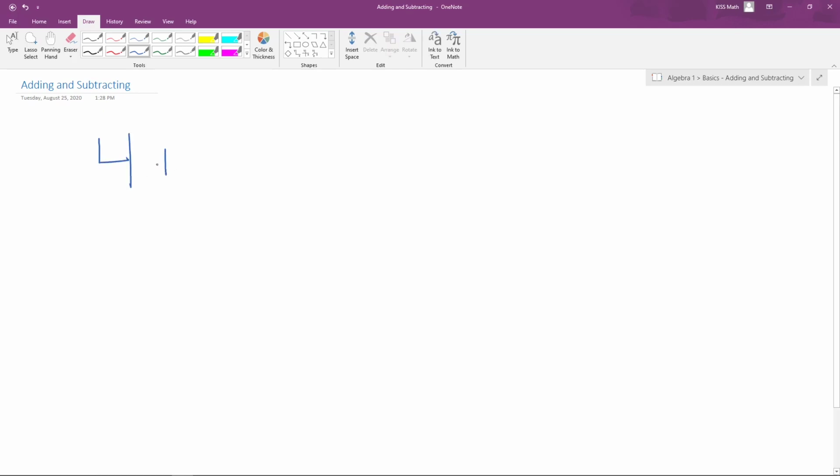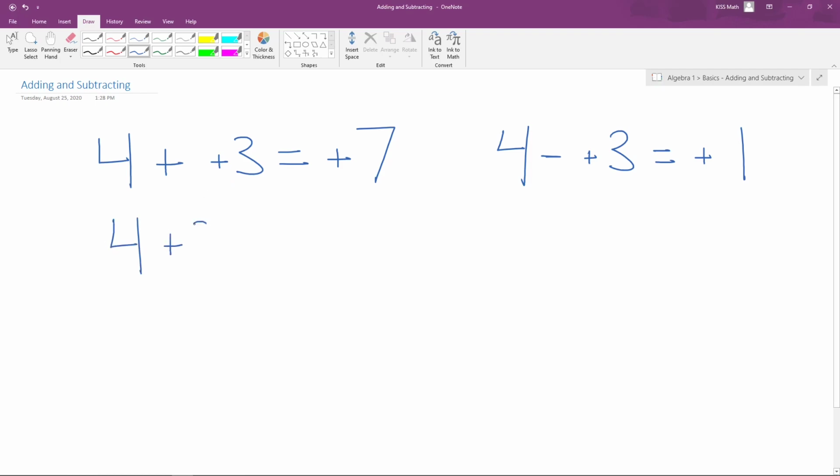Something like 4 plus a positive 3 equals a positive 7. Or 4 minus a positive 3 equals a positive 1. And normally you don't have to write a positive sign in front of positive numbers. We would just write 4 plus 3 equals 7. And over here, 4 minus 3 equals 1. All right, you already knew that.